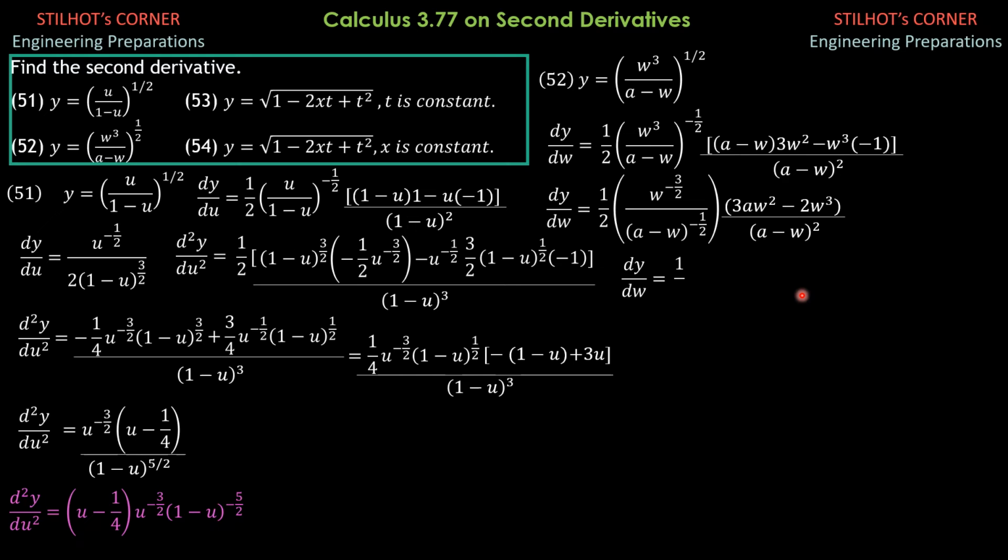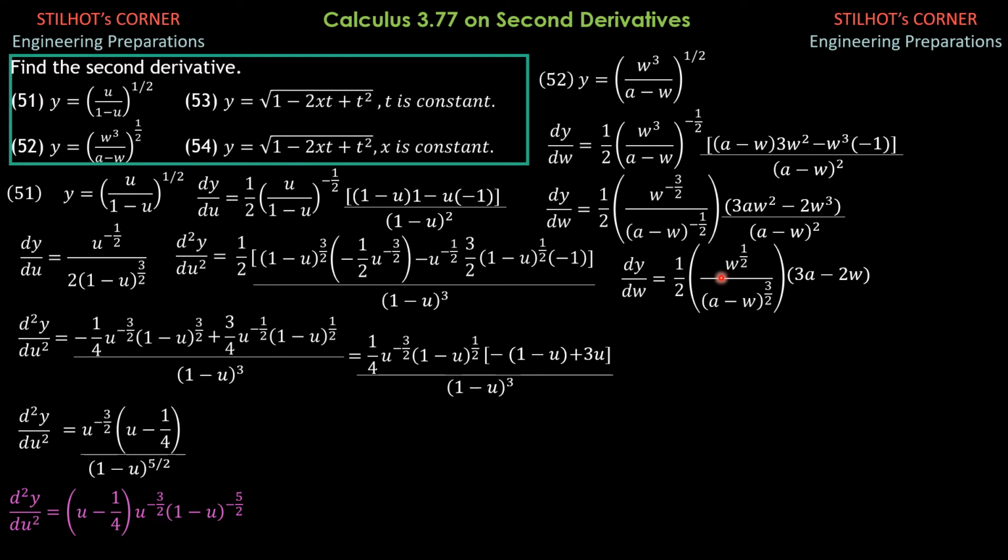So dy/dw equals 1/2 of w to the 1/2 over (a minus w) to the 3/2, quantity 3a minus 2w. Now the reason why this is a minus w to the 3/2 is because we combined (a minus w) squared and (a minus w) to the negative 1/2.